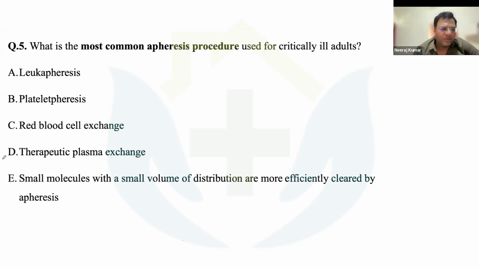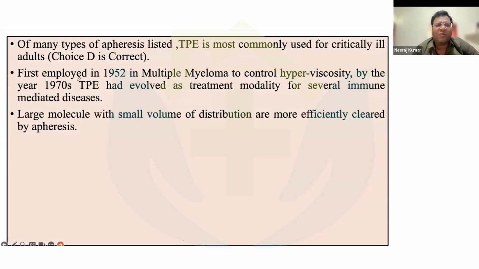Good. So this is your therapeutic plasma exchange. This is the most common apheretic procedure used for critically ill patients. Now you see why. Of the many choices, all are apheretic choices, right? And TPE, except the last option where we have given some theory part. But TPE is the most commonly used for critically ill patients, so choice D is correct.